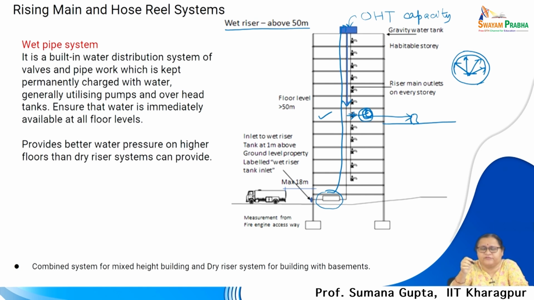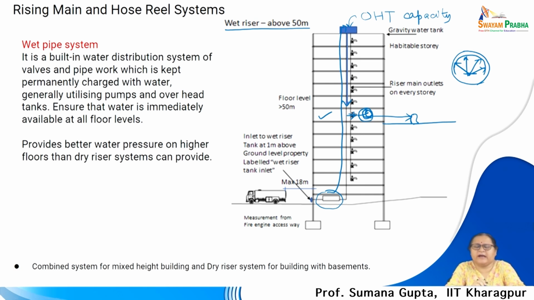So, in the video these points are specifically shown, which will give you a total understanding of how this system works. What you will see in the video is the wet riser, and you can understand that it will be similar in the case of the dry riser system also. You see a point is written below: combined systems for mixed height buildings and dry riser system for buildings with basements are mandated.